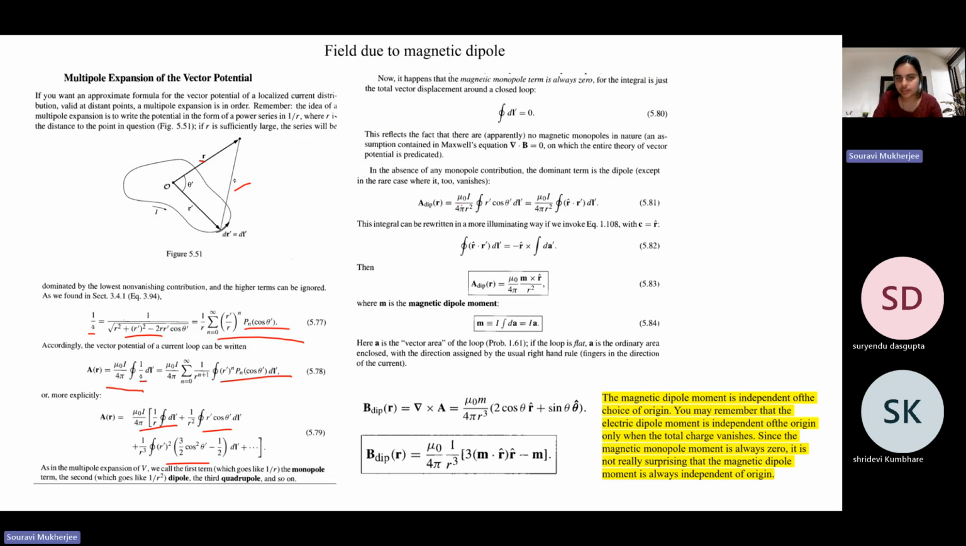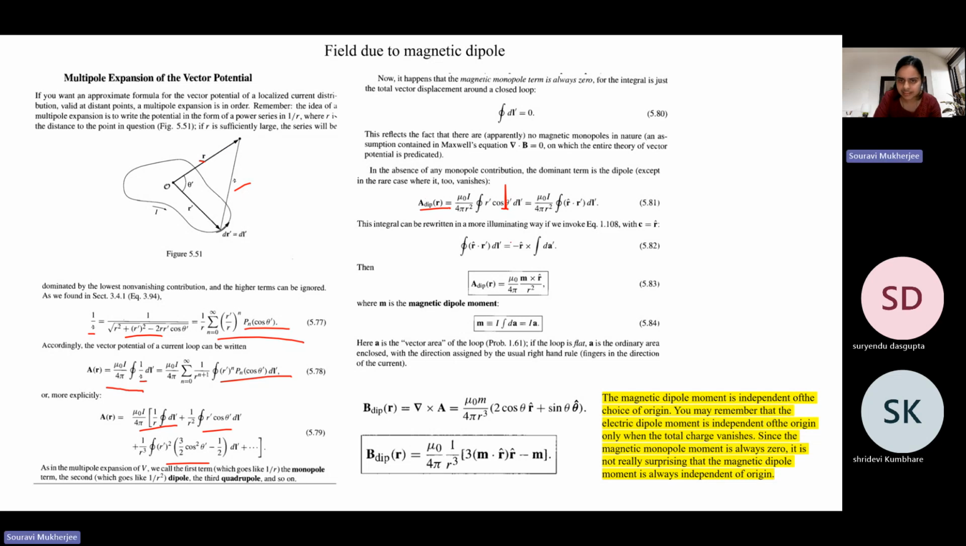Now, what happens to the second term? The second term is called the dipole, the contribution coming from the magnetic dipole. Okay, this is the dipole term. If we just write the dipole term, it is given as mu 0 I by 4 pi r square, r prime cos theta prime dl prime. This cos theta prime is the angle between the current element and the field point.